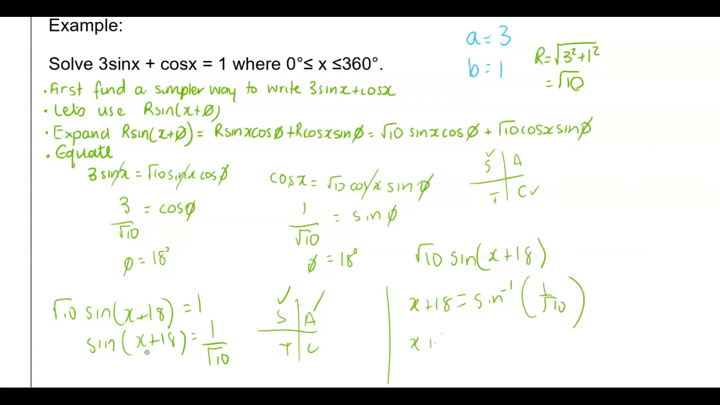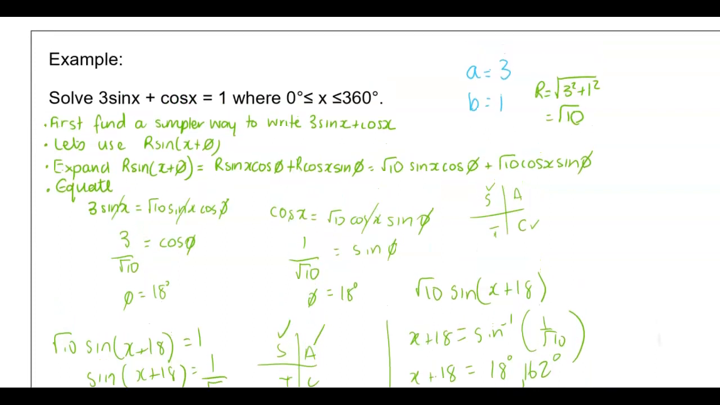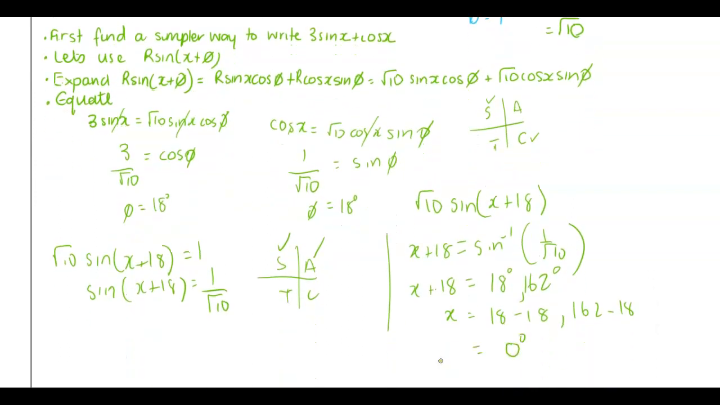And that in the first quadrant is going to be equal to 18 degrees. And in our second quadrant, we're going to take that away from 180 and we're going to end up with 162 degrees. Okay, but that's not our answer, because that's x plus 18. We want x. So x is going to be found by taking 18 from both of those answers. So what our answers are going to give us are 0 degrees and what's that, 144? And 144 degrees. And that is our answer.